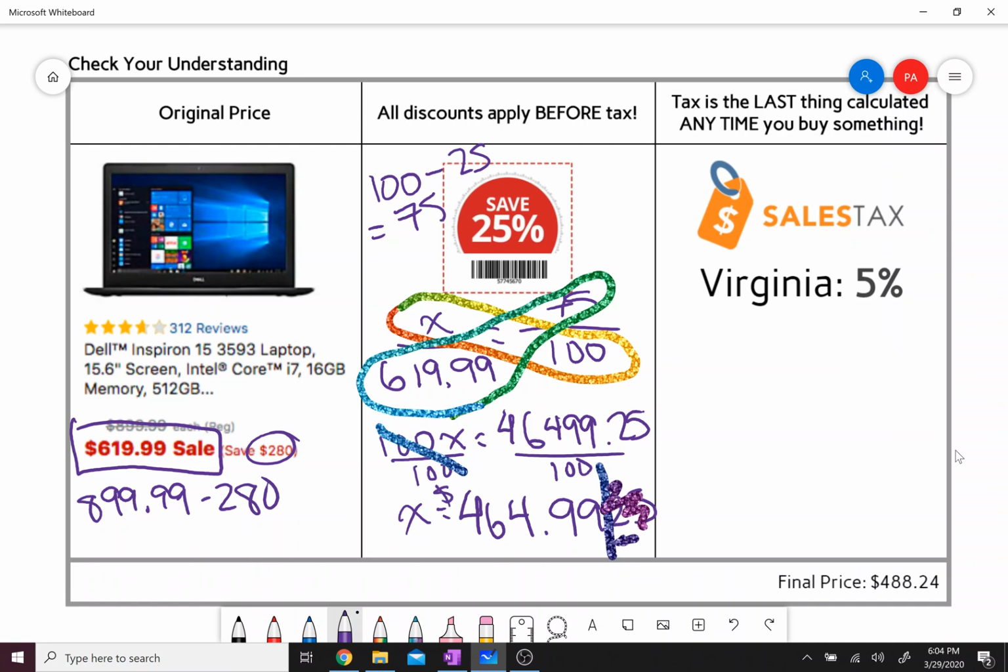Then calculating our sales tax, because sales tax comes after, and we do have to do it as a separate step of the problem, where we can't just do 75% plus 5% is 80 and then do that in the step before. It will not give us the same answer.